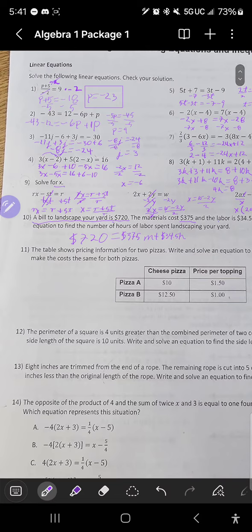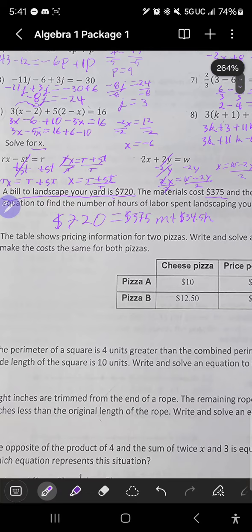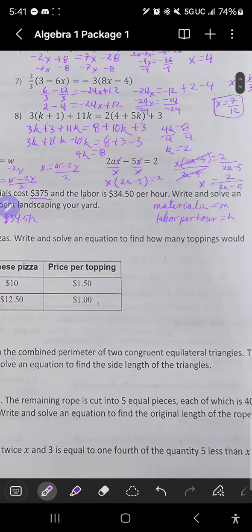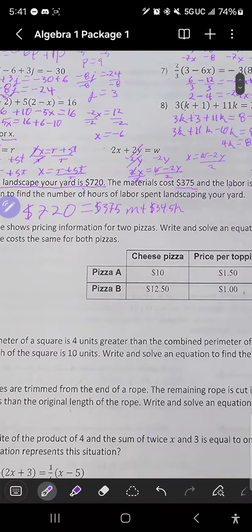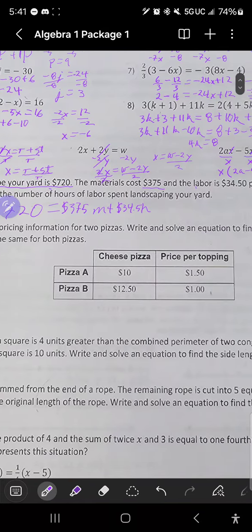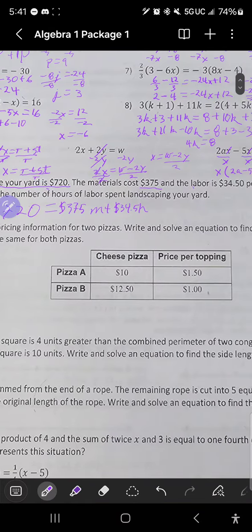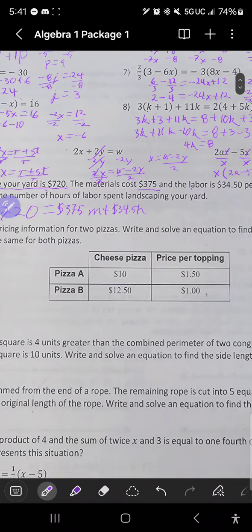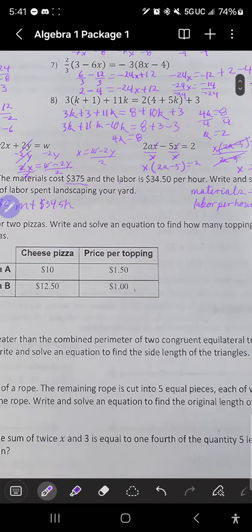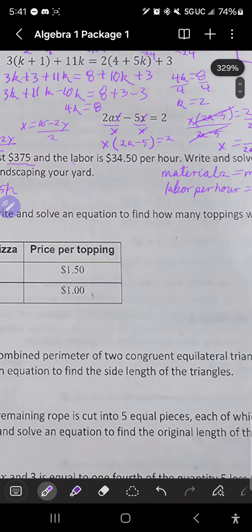Now for number 11, the table shows pricing information for two pizzas. Write and solve an equation to find how many toppings would make the cost the same for both pizzas. Now, when the pizzas, you see that the cheese pizza is equal 10, I put cheese pizza.